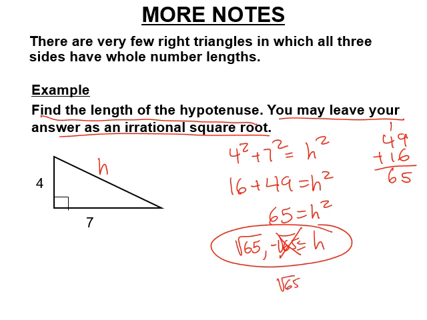Nowadays, sometimes people will ask you to estimate it, right? If I asked you to estimate it, it wouldn't be that hard, right? The square root of 64 is 8, right? So this is approximately 8. It's a little bit more. It might be 8.1. It's either 8 or 8.1, depending on what we want to do.